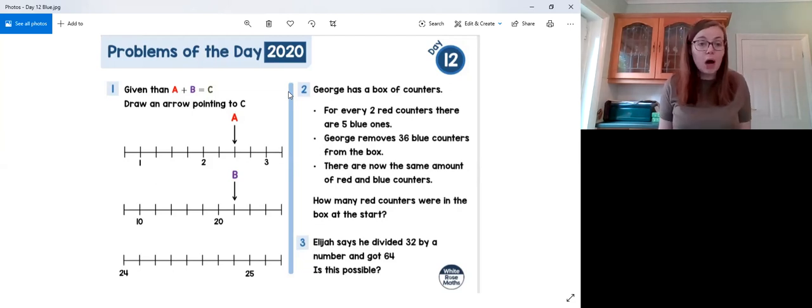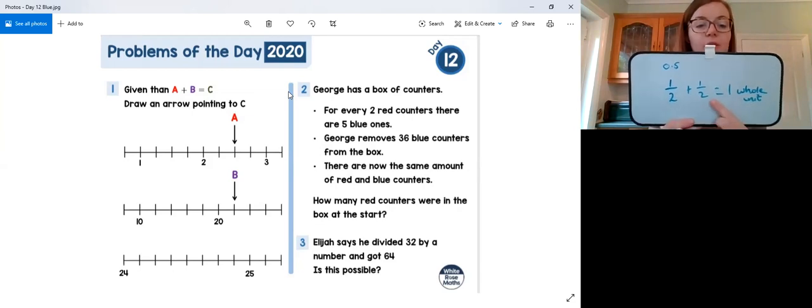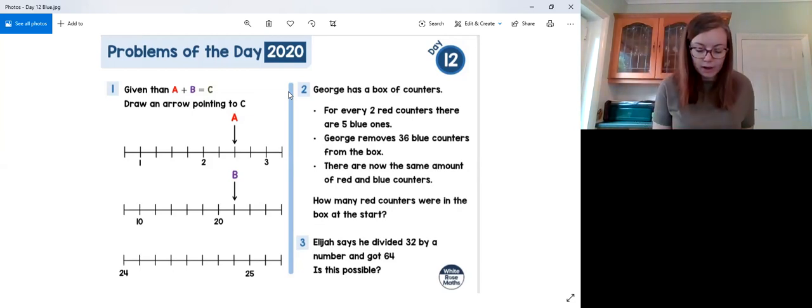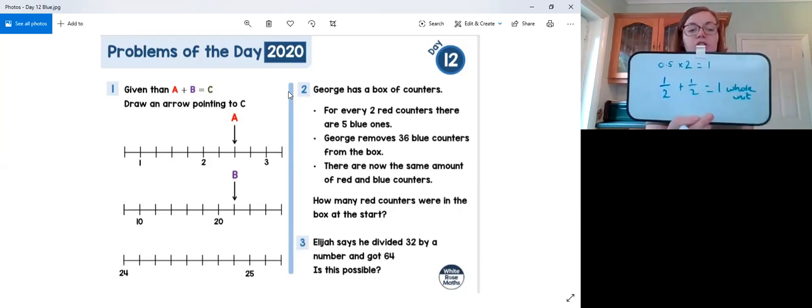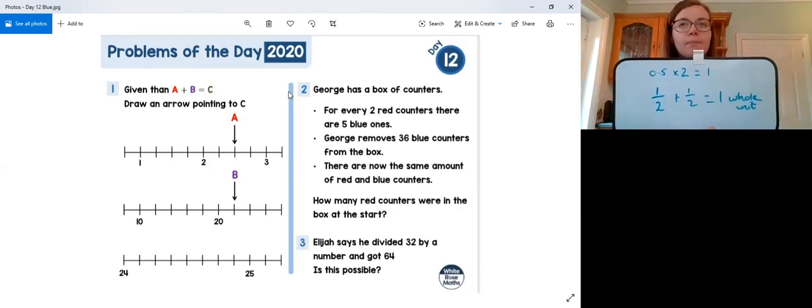Now, if we go to a half, we know that a half as a decimal is 0.5. Now, how many 0.5s fit into the number 1? Or how many halves fit into the number 1? That's right, you can get 2 of them because a half plus a half equals 1 whole unit, doesn't it? A half plus a half equals 1 whole unit. Or, in other words, 0.5 times 2 equals 1.